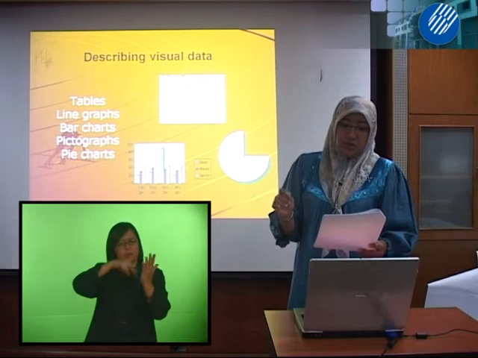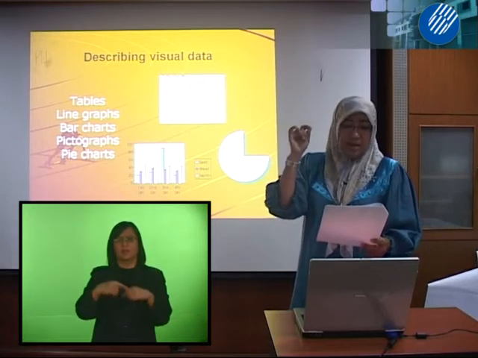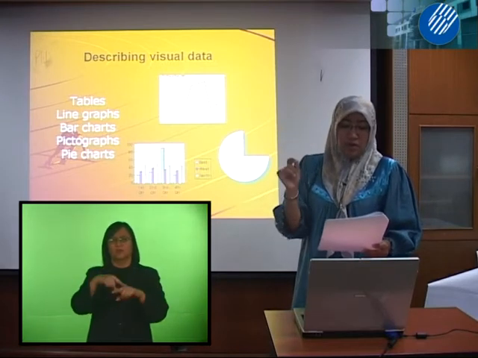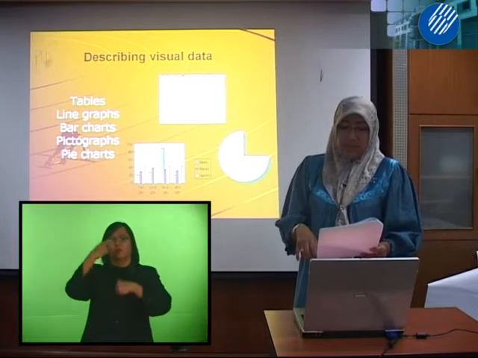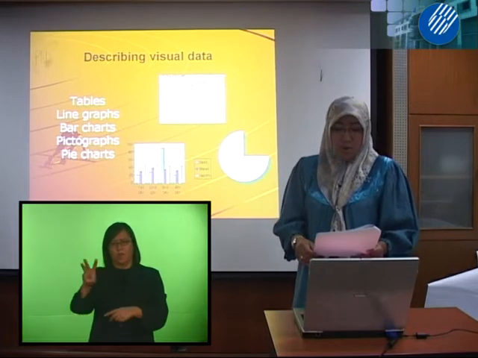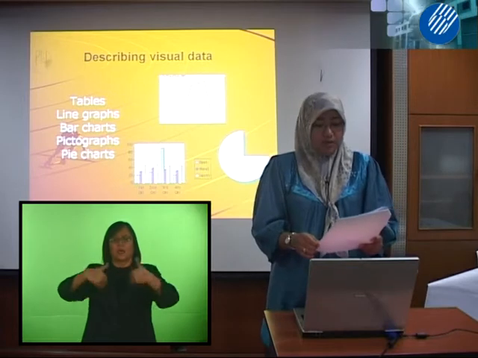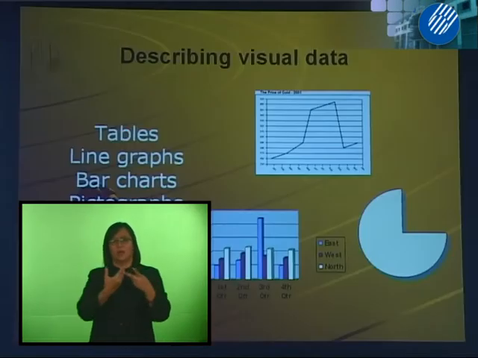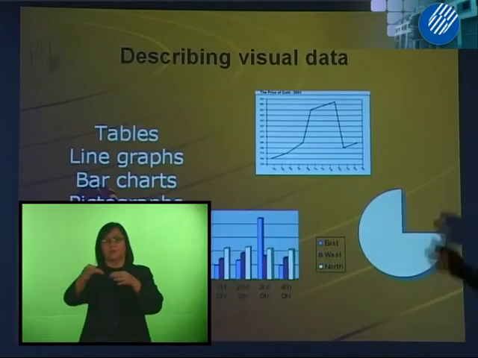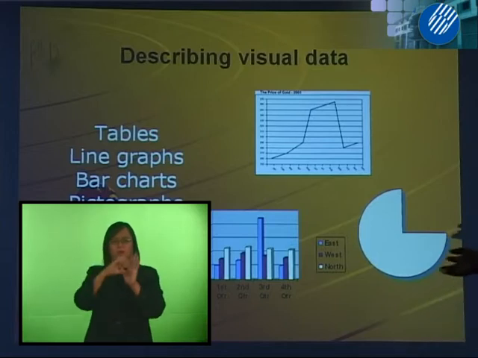The easiest way to do it is to Google interpreting charts and graphs and look through the websites listed so as to find out more about how charts and graphs are interpreted. So these are the common types of visual data that are commonly used by people when they do research.